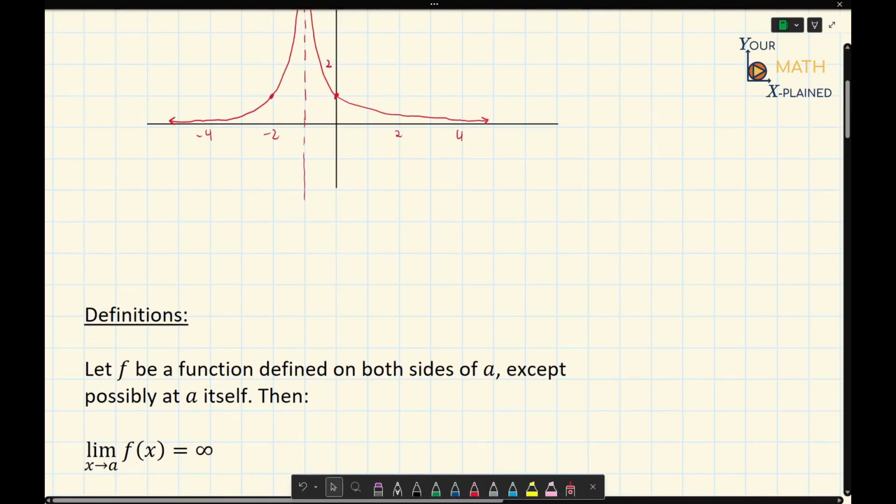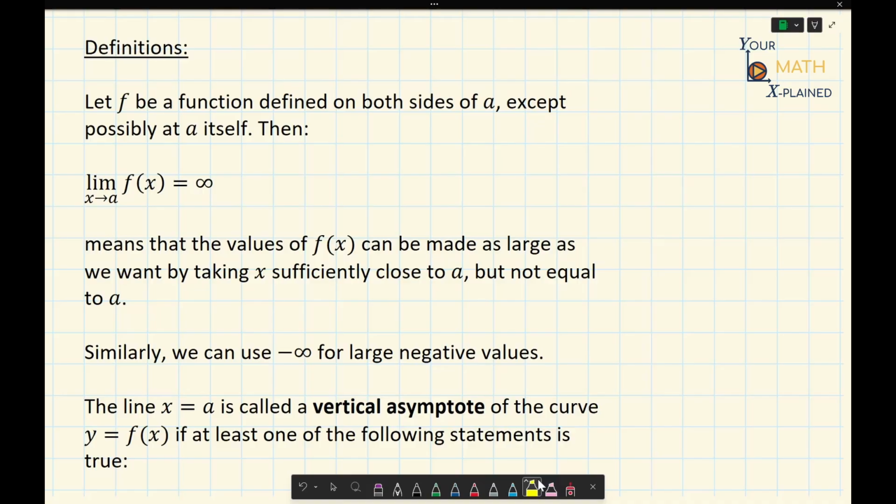So now let's take a look at the actual definitions. We're going to let f be a function that is defined on both sides of a number a, except possibly at a itself. Then we say that the limit of our function f of x as x approaches a is equal to infinity if the values of f of x can be made as large as we want by taking x sufficiently close to a, but not equal to a. That's just a fancy way of saying that as x gets closer and closer to our number a, our function f of x is approaching infinity.